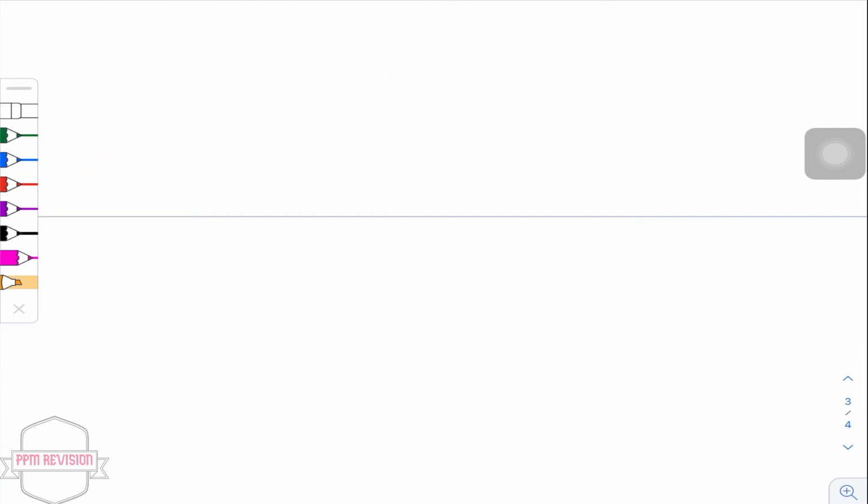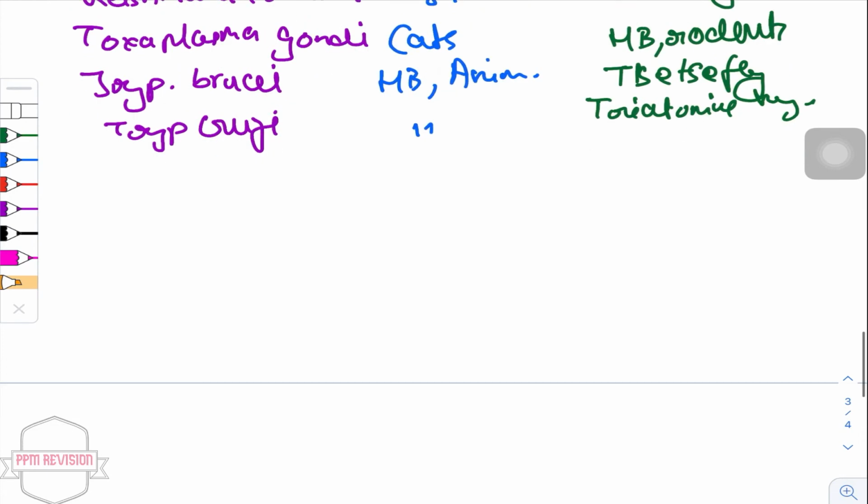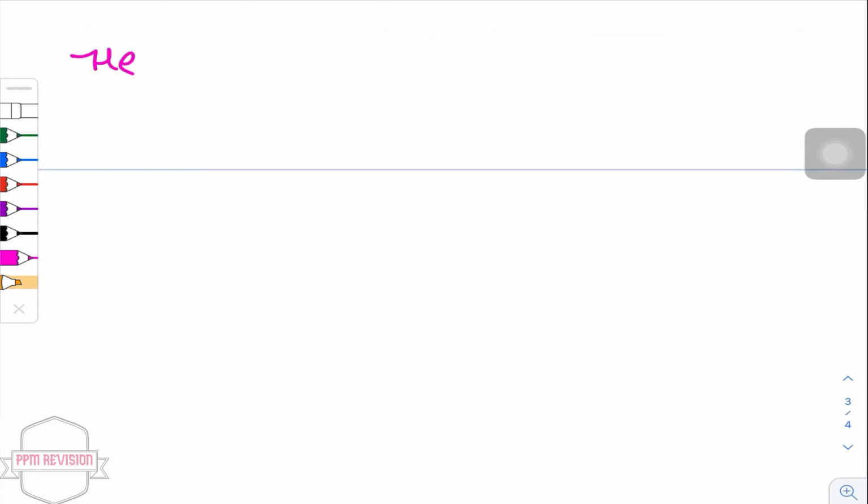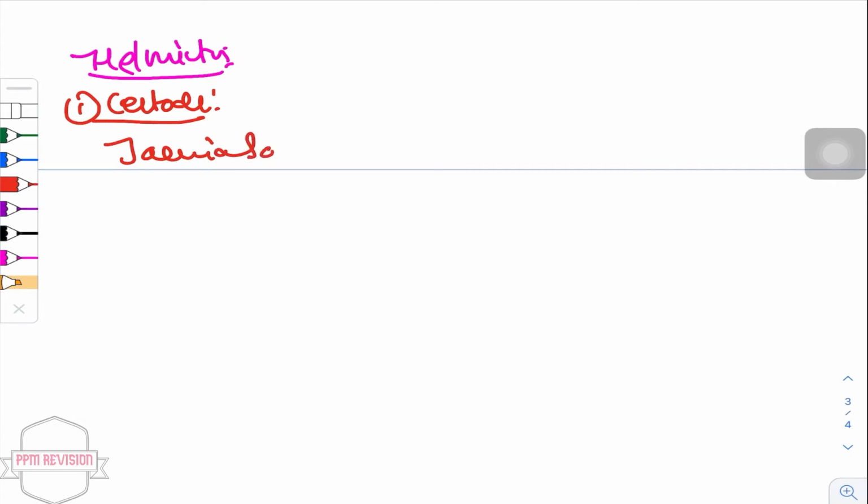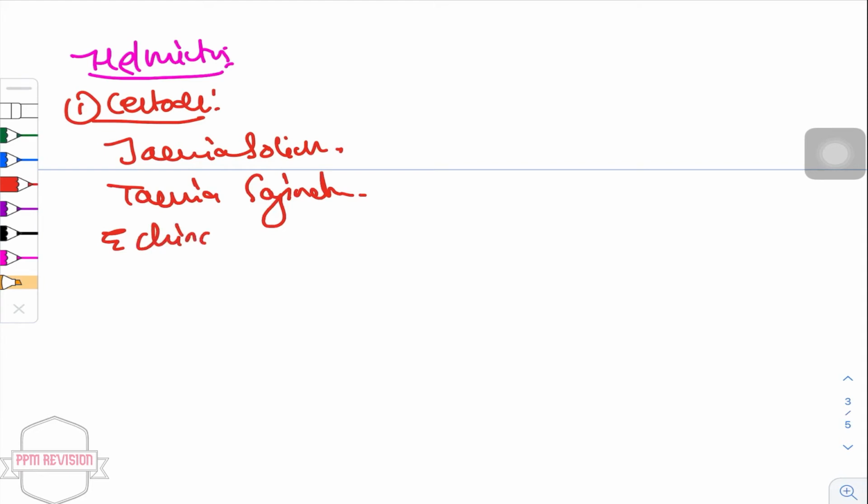Now moving ahead with the helminths. So we finished the protozoa. This is the helminths. Under the helminths, firstly there is the cestodes. So under the cestodes being Taenia solium, Taenia saginatum, and also Echinococcus granulosus.